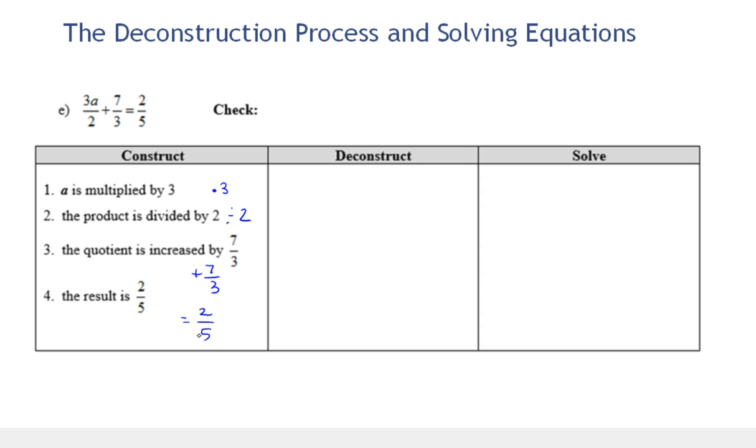So let's reverse this process. I'm going to start with 2/5, and I'm going to decrease by 7 thirds.